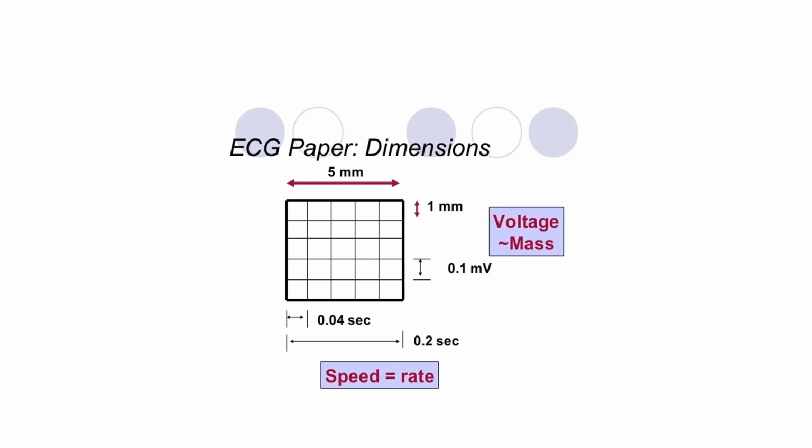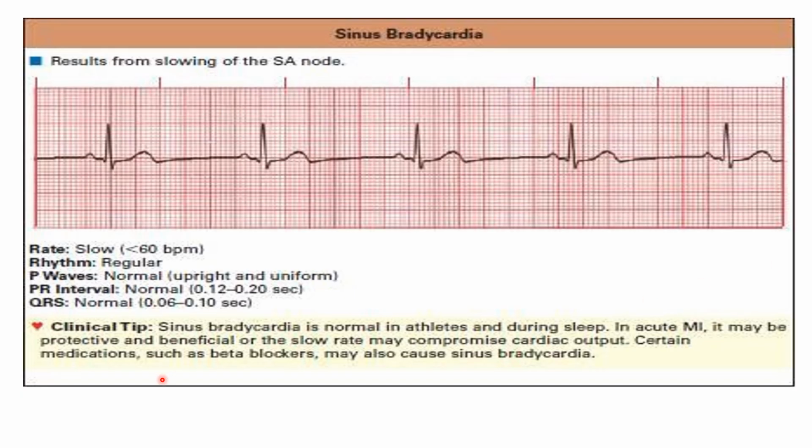Next, I'm gonna talk about sinus bradycardia. So in sinus bradycardia, we have heart rate below 60 beats per minute. Rhythm will be regular. P wave is always upright and uniform.